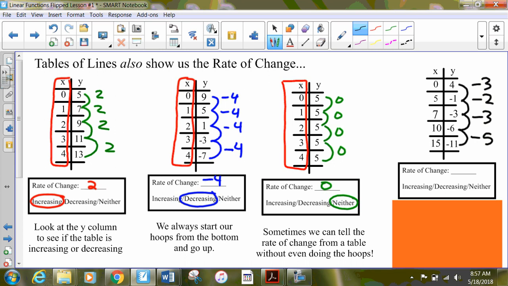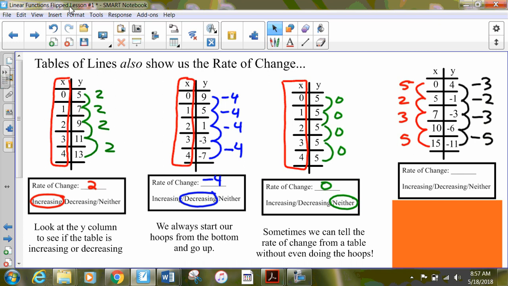That's because we have to do the left side now. We have to do the x's. 15 minus 10 is 5. 10 minus 7 is 3. 7 minus 5 is 2. 5 minus 0 is 5. Now you're looking at me going, Miss Overby, this doesn't even make any sense now. We've got crazy numbers on both sides of the column.